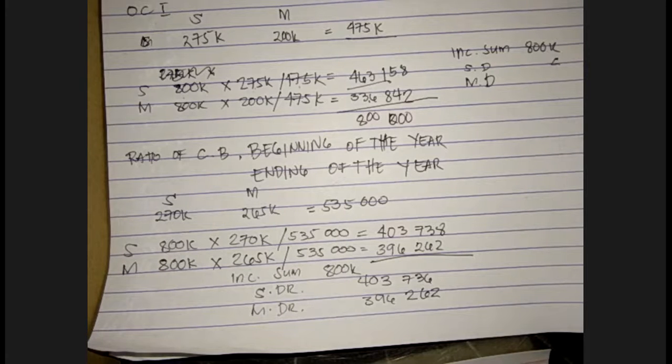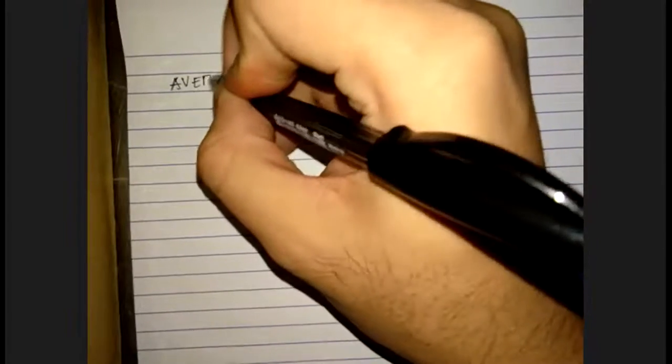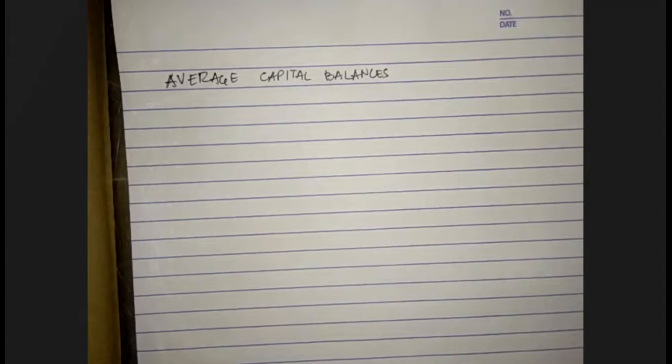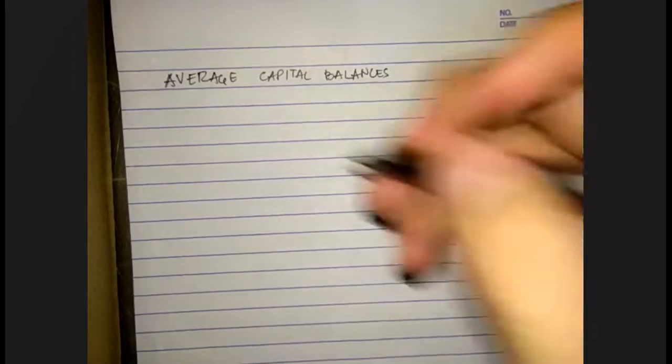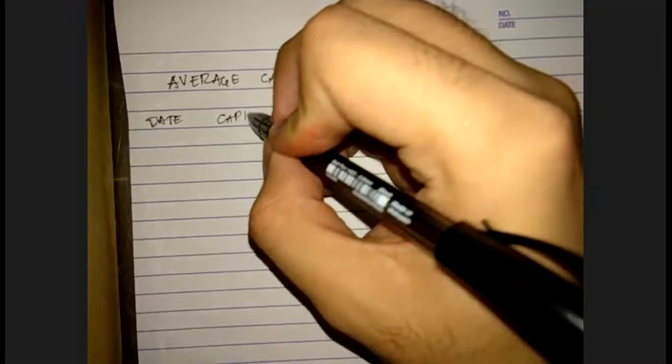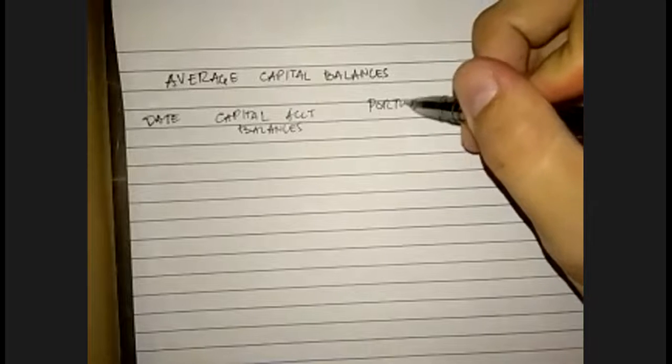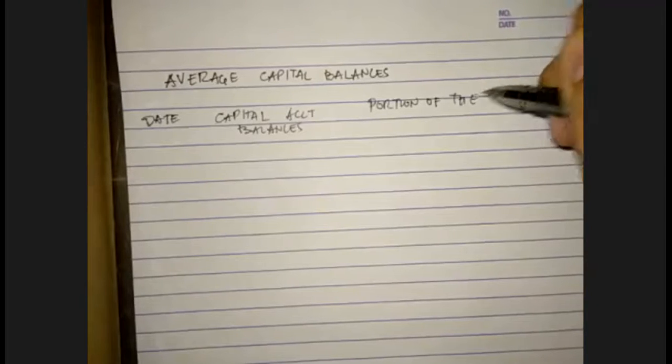Sunod tayo doon sa ratio of capital, average capital balances. Si average capital balances, ico-consider natin yung date na kung kailan sila nagkaroon ng transaction, ang date, si capital account balances, and the portion of the year unchanged.